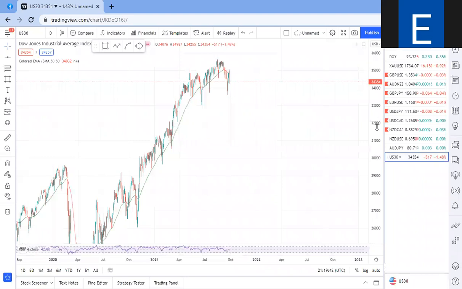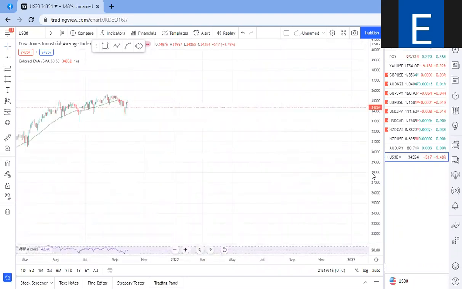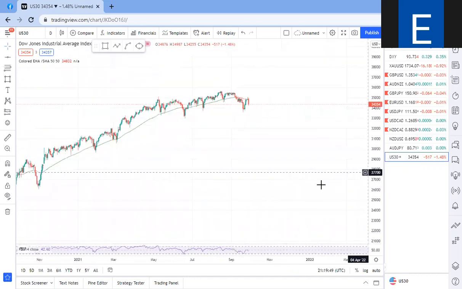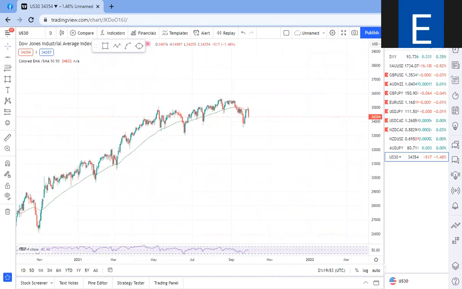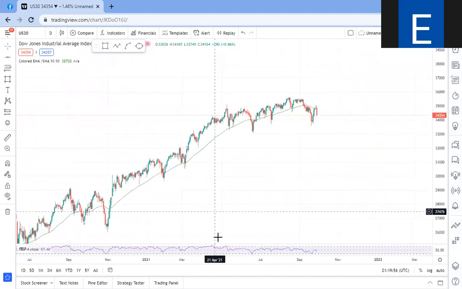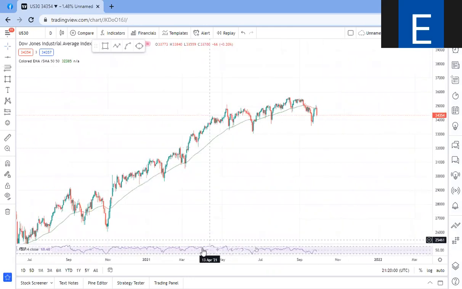Wow. Sold massively. Price has sold massively. This would have been a nice trade for people who actually trade these US indices. Nice trade.